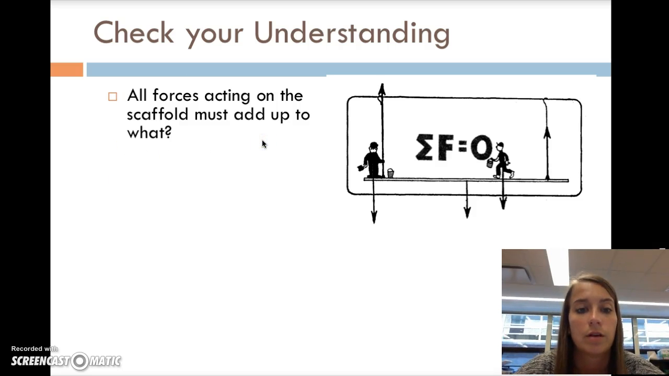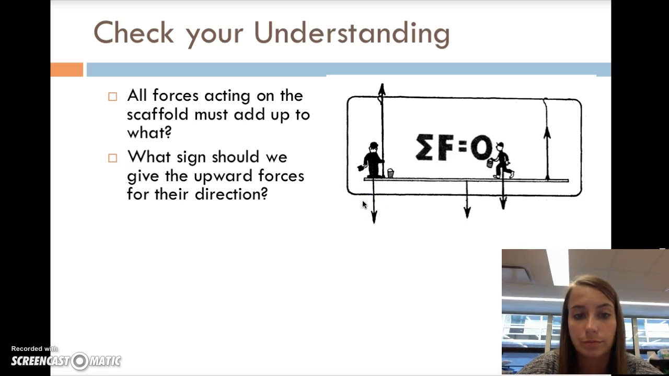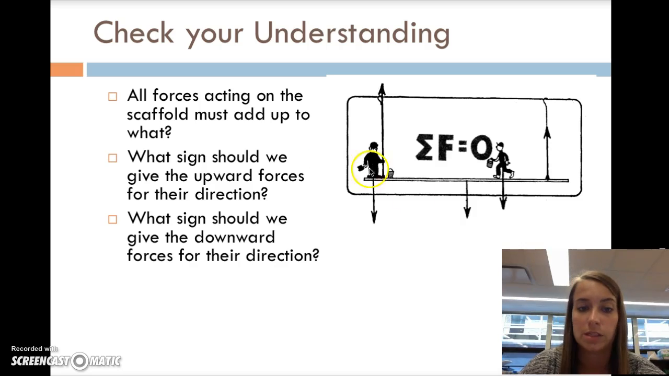All right, so this scaffold here, these two painters. What do the forces, see all these arrows are representing forces, all these vectors, they must add up to what? Take a second and answer that question. What sign should we give the upward forces for their direction? Take a second and answer that one. What sign should we give the forces in the down direction?